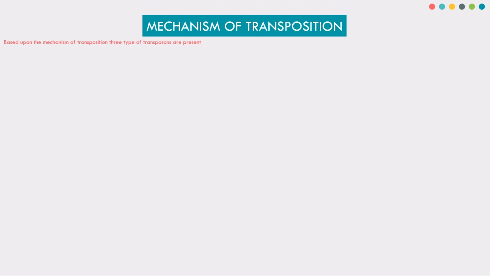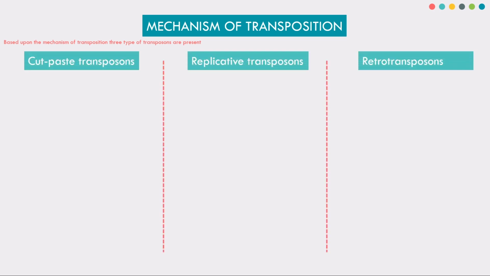Let us see the mechanism of transposition. Based upon the mechanism of transposition, there are three types of transposons. These are the cut and paste transposons, replicative transposons, and retrotransposons. In the cut and paste transposons, what happens is the transposons are cut by the enzyme transposase and pasted to another position within the genome.